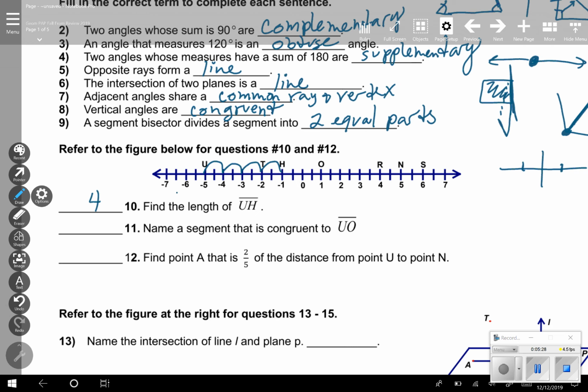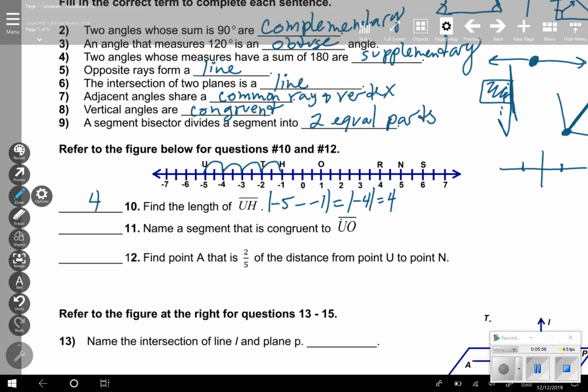Or what you can do is subtract their coordinates there. So UH, so we can do -5, okay, minus -1. And we have to do the absolute value of it because we want our answer to not have any sign to it. So -5 minus -1, that's the absolute value of -4, which is just 4. All right, name a segment that is congruent to UO.